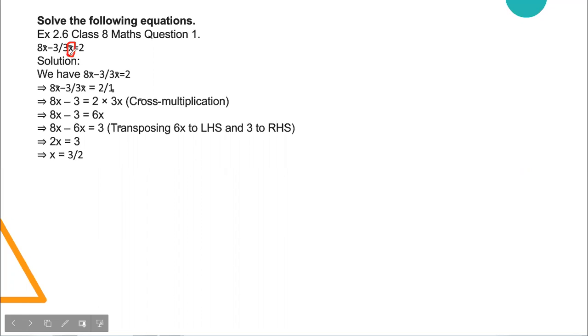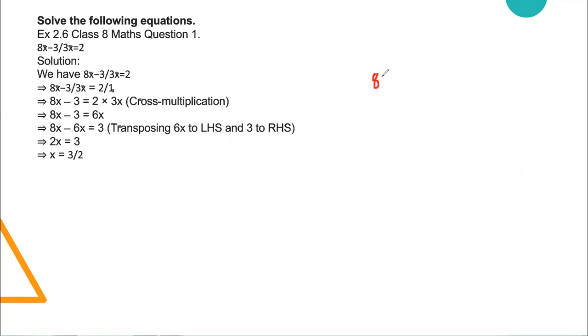To find the value of x, there are two things you need to remember: cross multiplication and the transposing method, which you need to solve this sum. So the first step is cross multiplication. If you are very well aware of cross multiplication, that will be quite easy. If not, I'm going to just explain it to you.